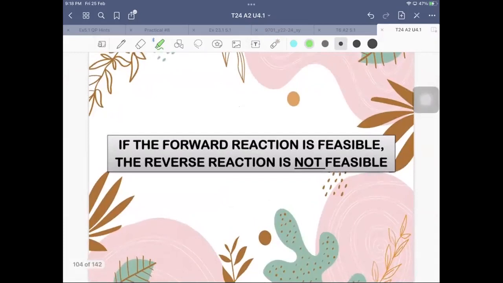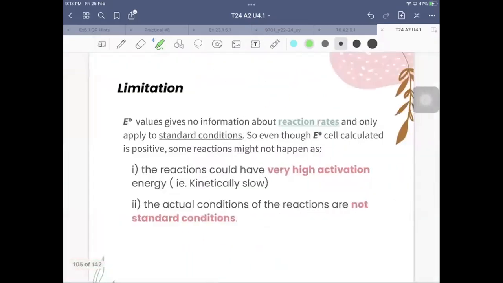Okay, if the forward reaction is feasible, the reverse reaction is not feasible. I will talk about this later when we do questions. Now, what is the limitation? There is of course some limitation to the E-cell or E-note values. E-note values give no information about reaction rates. We cannot say that the reaction is fast or slow, but we can say that the reaction will happen or will not happen, or will favor the forward reaction or will favor the reverse reaction, but nothing about the kinetics, the speed of the reaction.